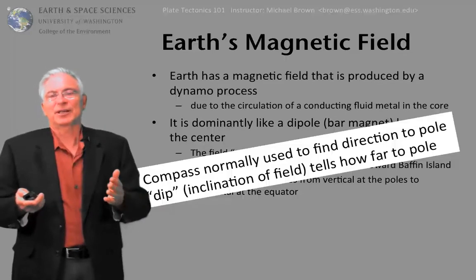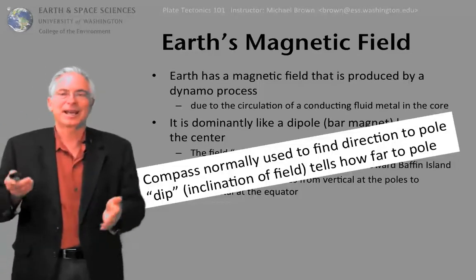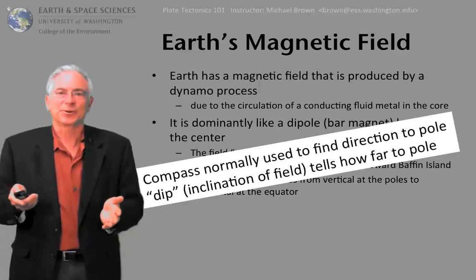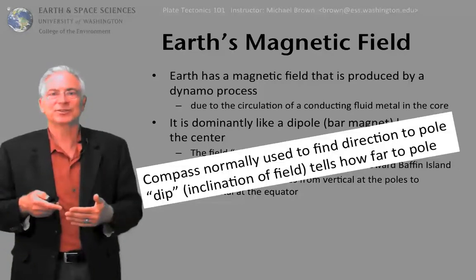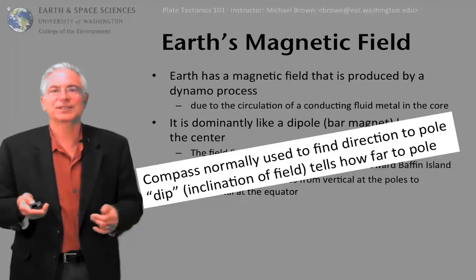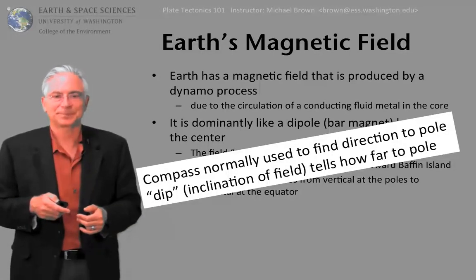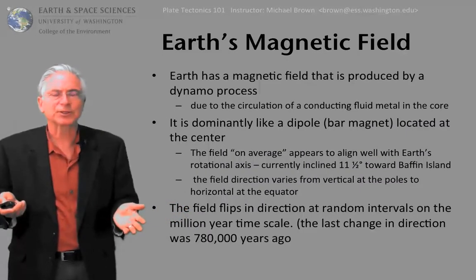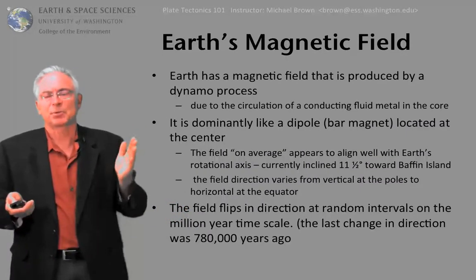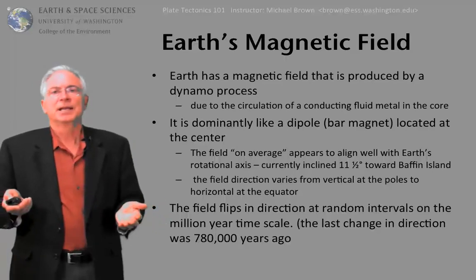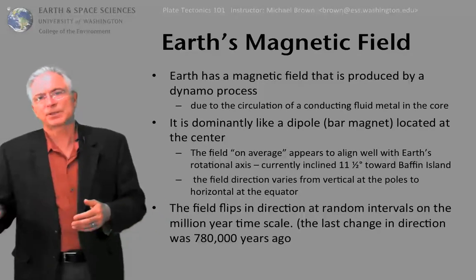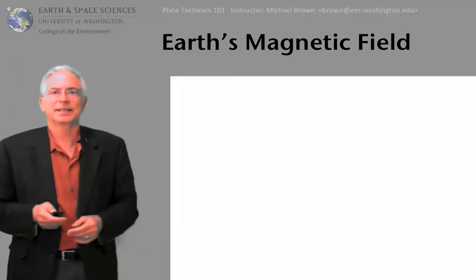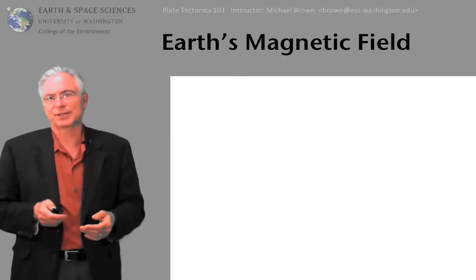So in fact, if you have a compass free to turn on a vertical axis, you can use a compass to determine how far north or south you are. The inclination of the Earth's magnetic field is a measure of distance from the magnetic pole. Finally, the Earth's magnetic field has a tendency to flip directions completely. Currently, compasses point north, but if you had been around 800,000 years ago, compasses would have pointed towards the south. Let's look in detail at some of these properties that I just said in words.